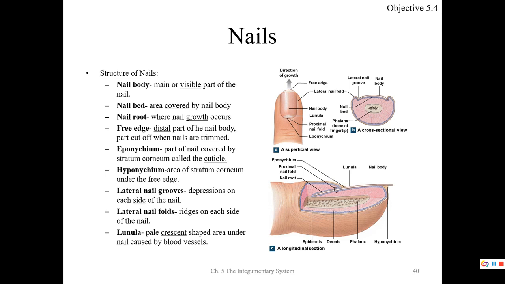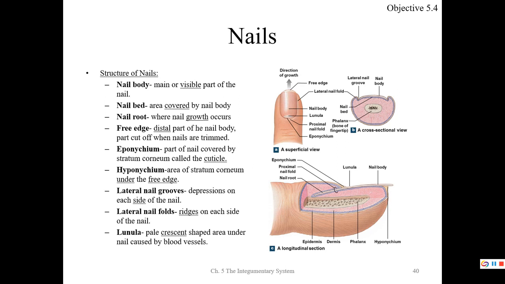Nails, we have structures of the nails. There's a nail body, that's the main visible part of the nail. There's a nail bed that's covered by the nail body. There's your nail root where the nail growth occurs. There's the free edge, that's the end of the nail that we actually trim off when we trim our nails. It's the distal part of the nail body.